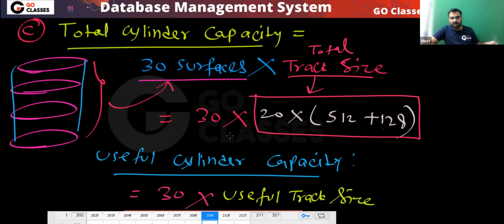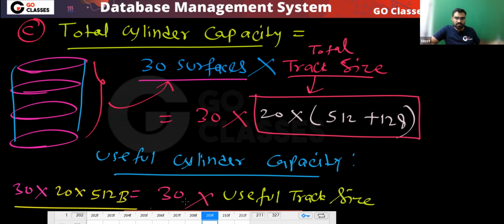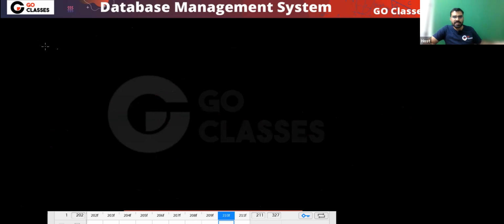So don't include this 128. So your answer will be 30 multiplied by 20 multiplied by 512. So these many bytes. This will be your answer. Everything is coming in bytes. Okay, let's see the next.